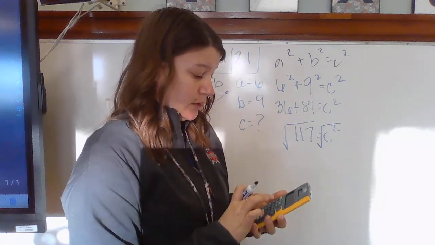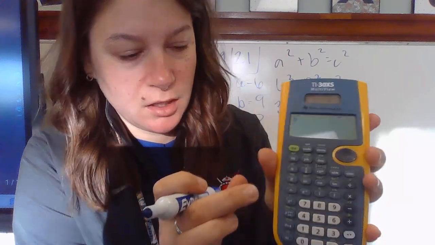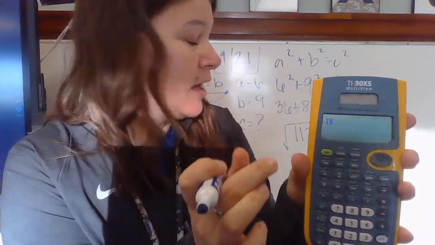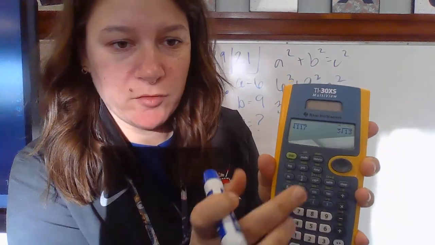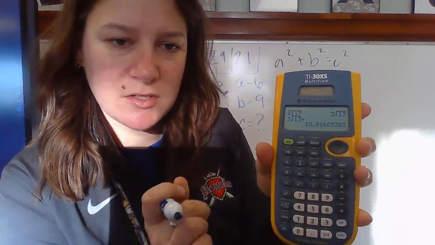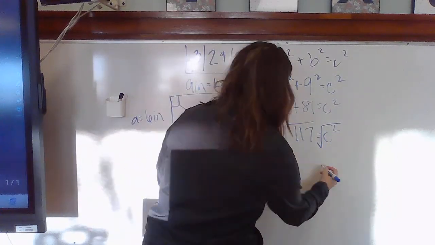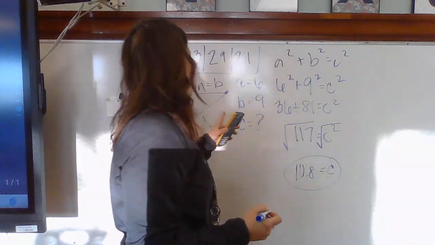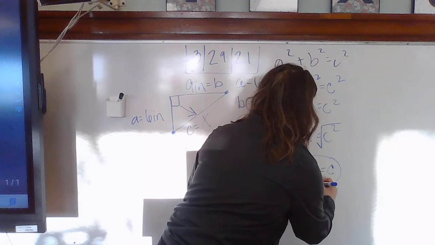So I'm going to go to my calculator and I'm going to hit second, and then I'm going to hit this x squared button. It pulls out my radical sign, and then I'm going to type in 117. I'm going to hit equals, and remember it gives you the radical expression first, so you're going to hit those two arrows to give you your decimal, and it's 10.8, and always round it to the nearest tenth. So C equals 10.8. So this missing side length is 10.8 inches.